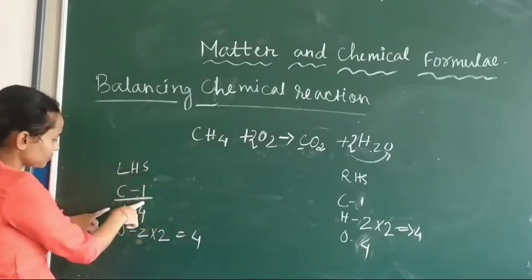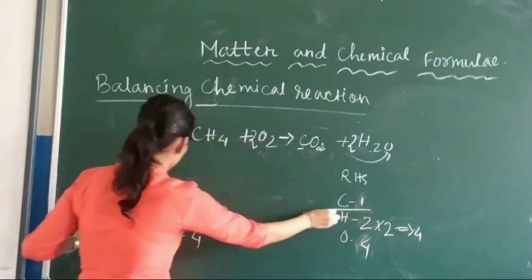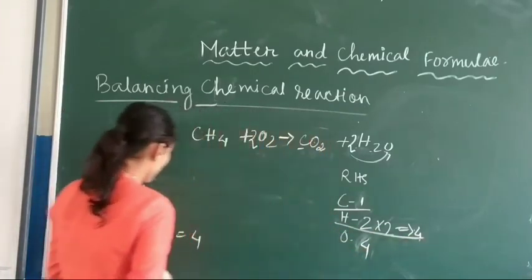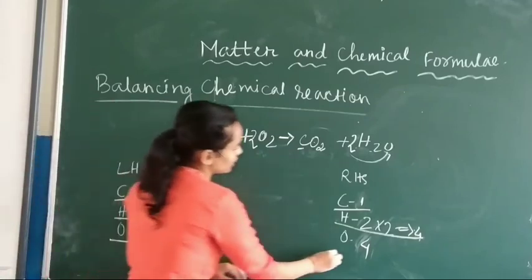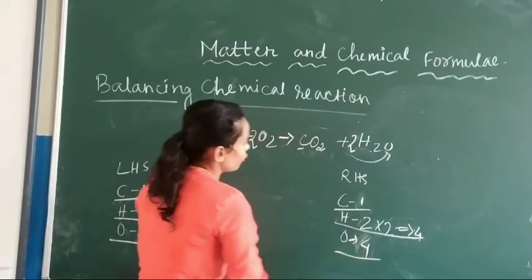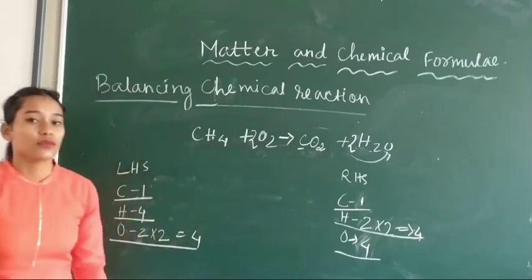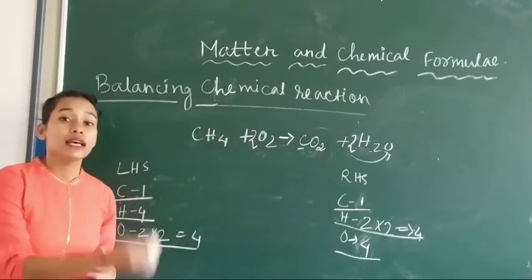Here carbon is 1, here also 1. Here the hydrogen is 4, here also the hydrogen is 4. Here the oxygen is 4, here also the number of oxygen is 4. Okay? See here it is balanced. The equation is balanced. In this way we can balance more equations.